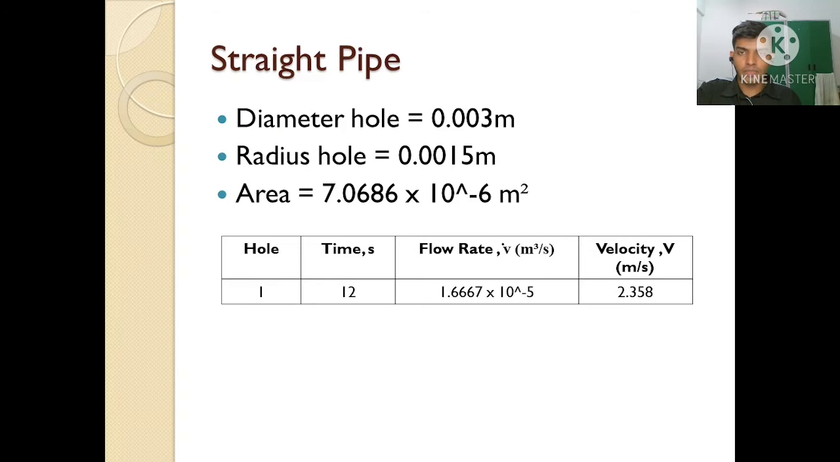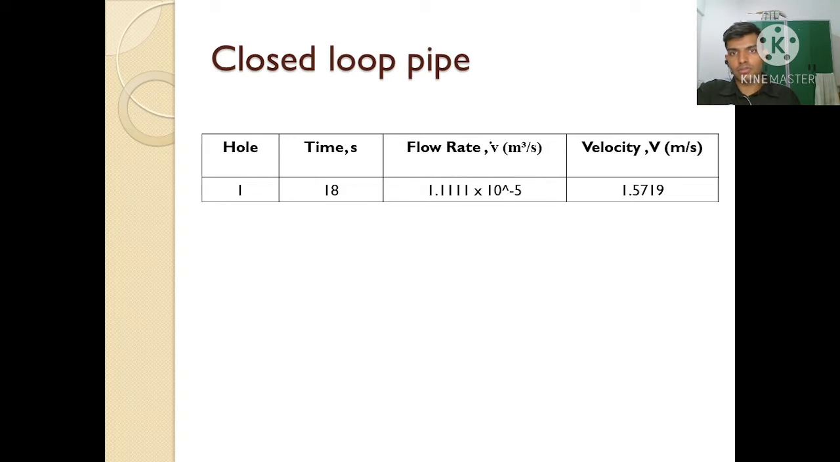second. And lastly, for the closed loop pipe, I've also taken the first hole as reference. The time taken is 18 seconds. Flow rate is 1.1111 times 10 to the power of negative 5 meter cube per second. And lastly, the velocity of the closed loop pipe is 1.5719 meter per second. That is all from my presentation.